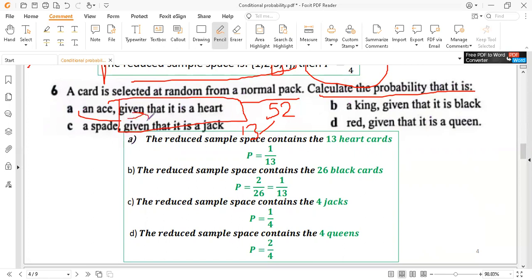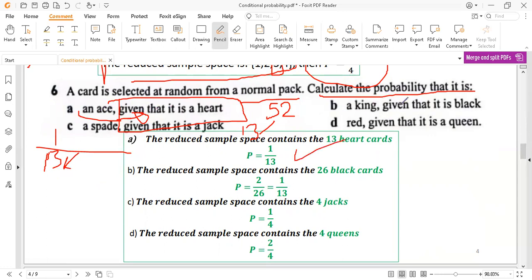Normally, this is the condition. From this condition, we deduce our reduced sample space. So it is a heart. How many heart cards do we have in a normal pack? We have 13. The new reduced sample space contains 13 hearts, and we have 1 ace of this type. So 1 from 13.